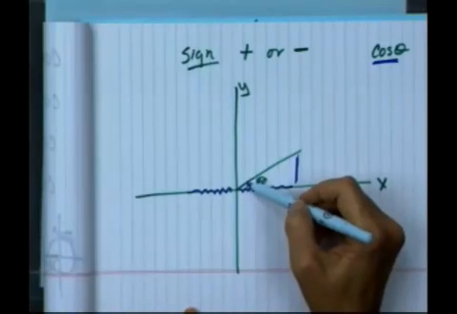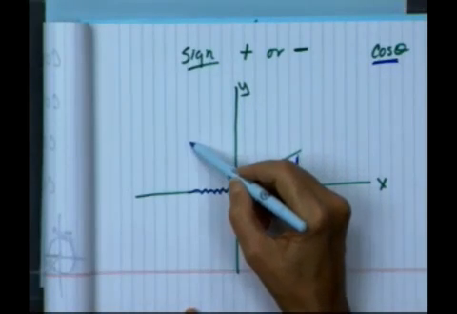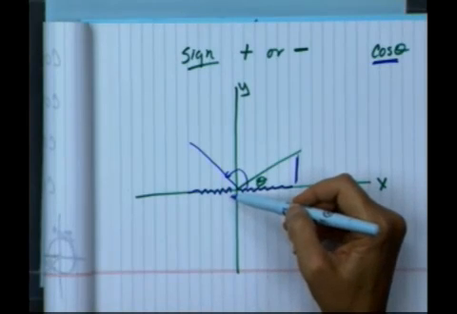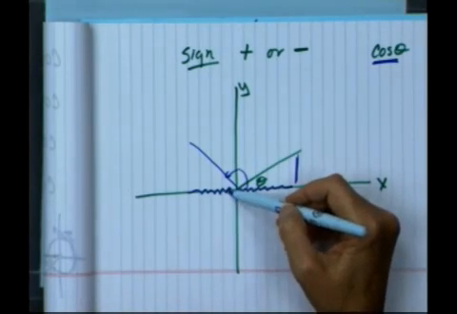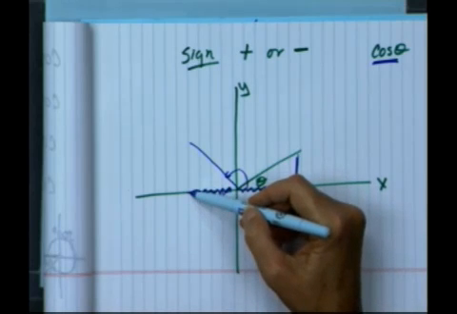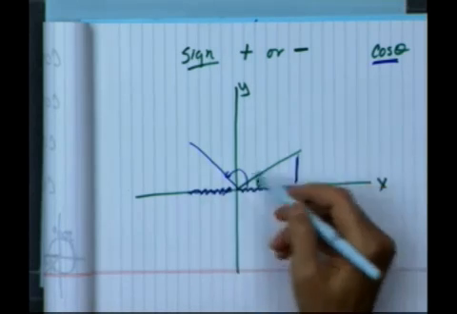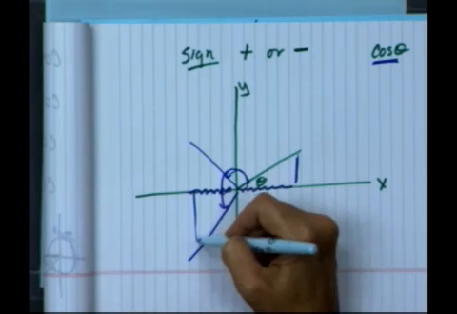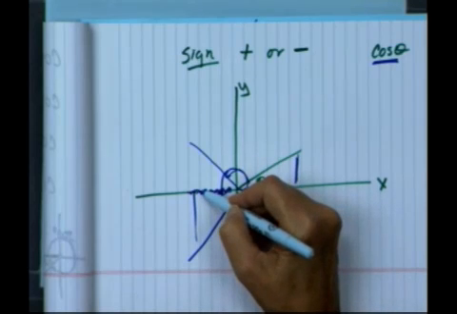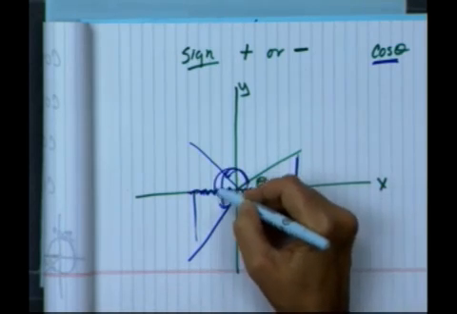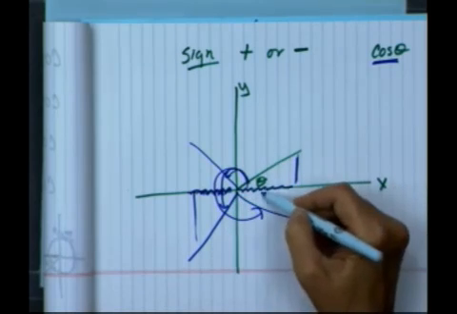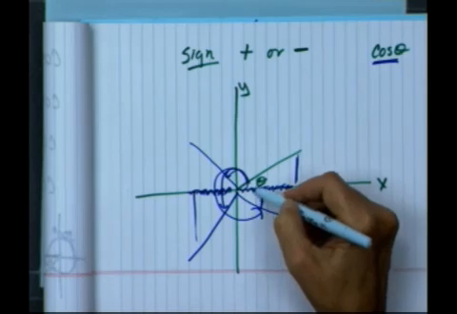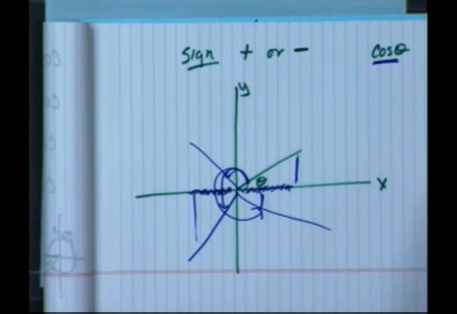If your terminal side is in your second quadrant, your cosine will always be negative. If your terminal side is in the third quadrant, your cosine will always be negative. If you're in the fourth quadrant, here's your little reference angle, your cosine will always be positive.